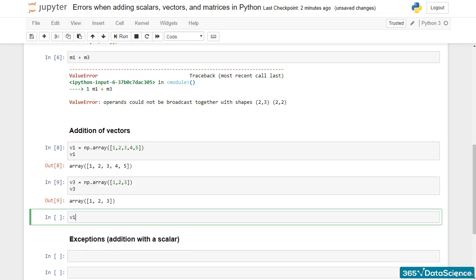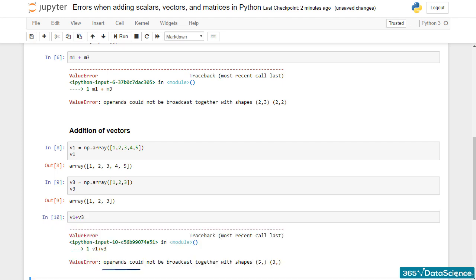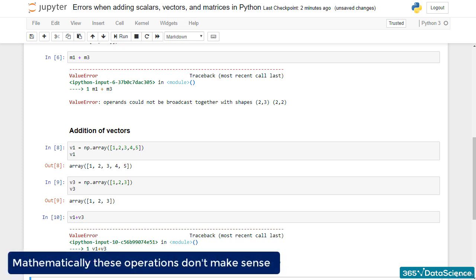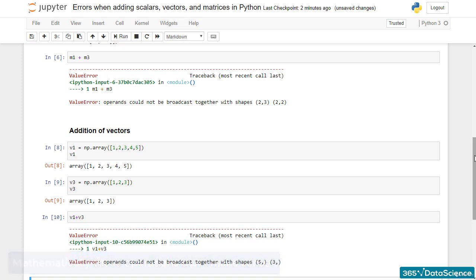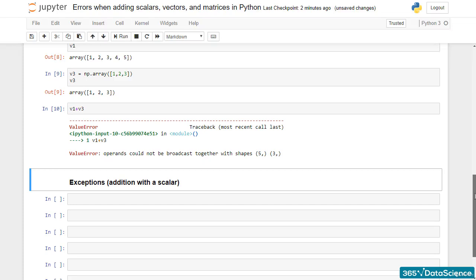Similarly, if I try to add two vectors with different lengths, I will receive the same error. Mathematically, these operations don't make sense, so they cannot be executed. Okay, there is one exception.